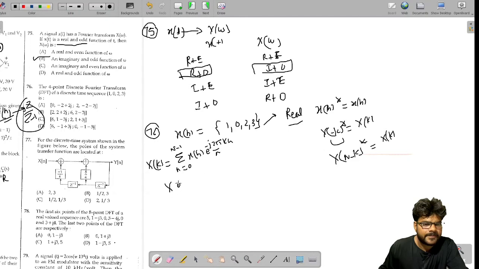So if we put k equals 0, X0 is going to be the summation n equals 0 to n minus 1. So if we add all the elements, then we will get X of 0. So X of 0 will be, you add these: 3 to 5, 0, 6. So X0 will be 6.